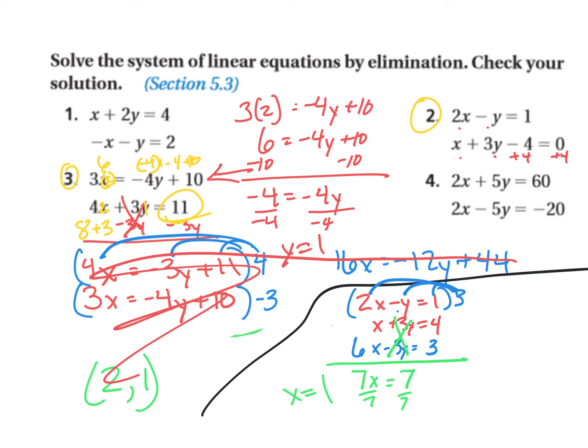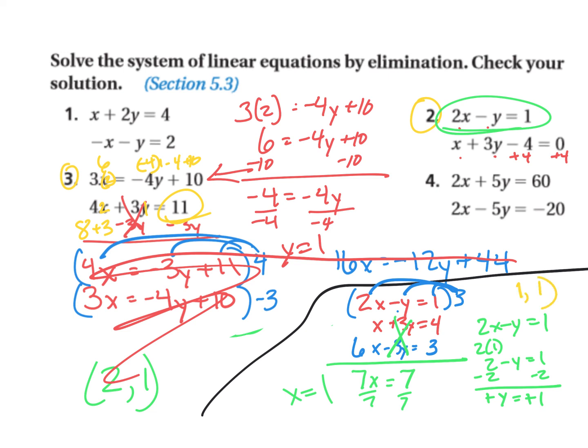So let's plug that back in to our first equation. 2x minus y equals 1. 2 times 1 gives me 2 minus y equals 1. Subtract 2 from both sides. I get a negative y equals a negative 1. So I'm going to make it a positive y and a positive 1. So our solution is 1, 1.